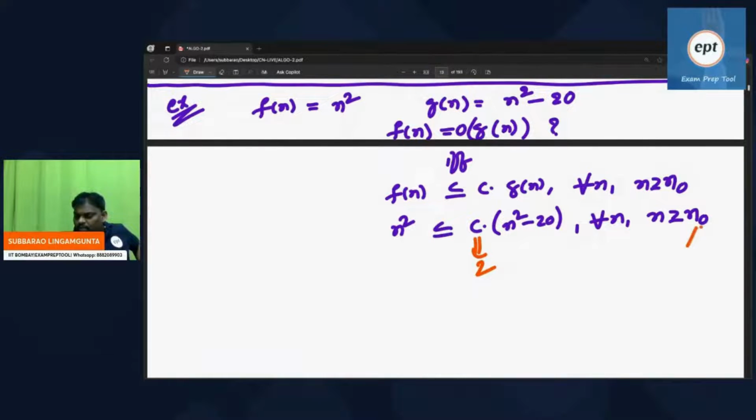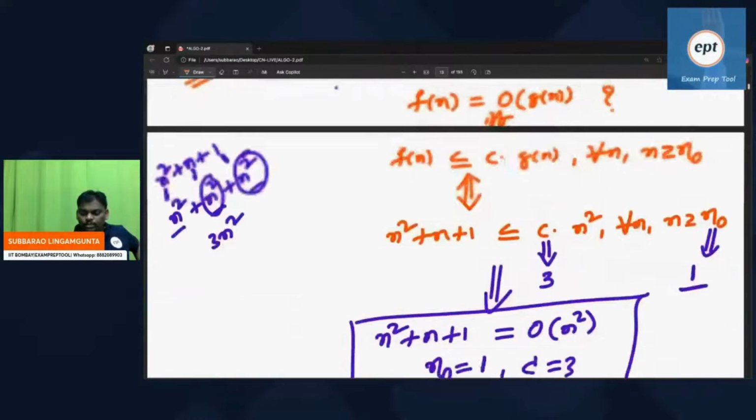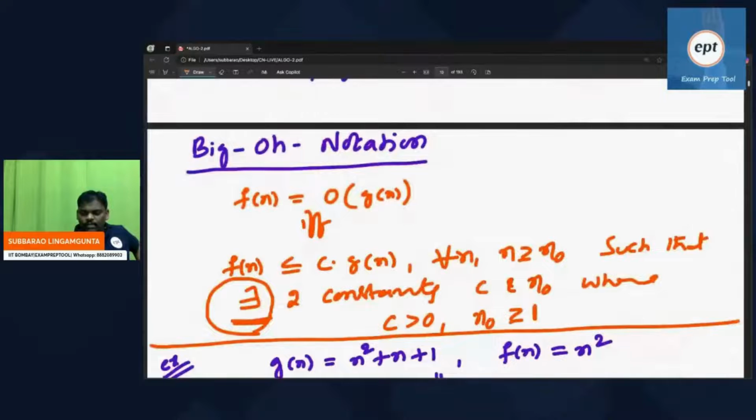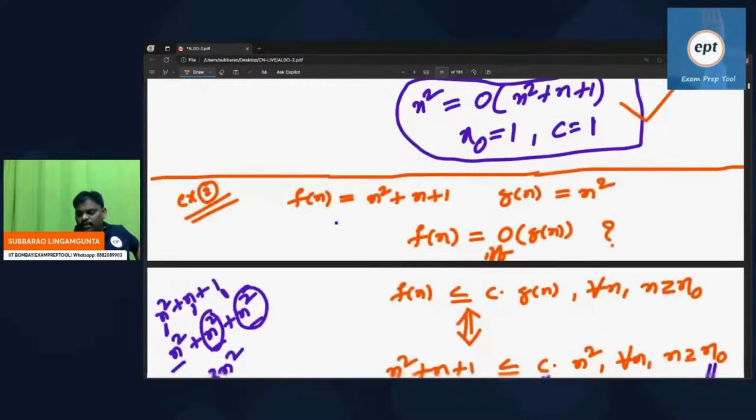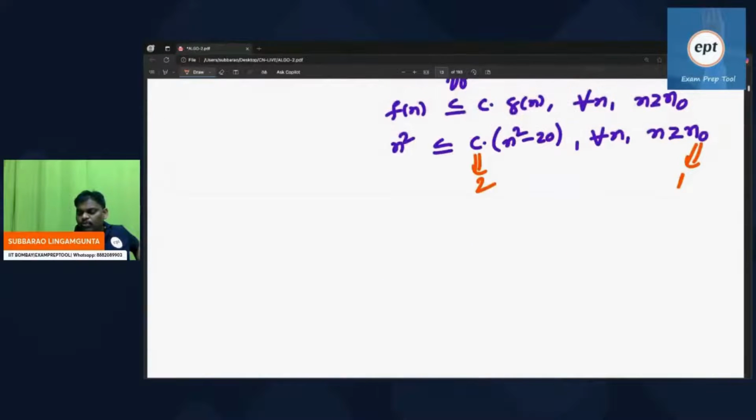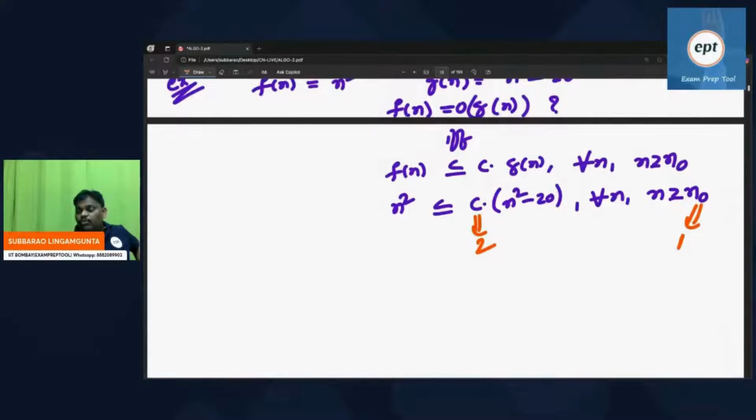Let's start from n0 value 1 onwards. If you start from n0 value 1, left is 1, and right is going to be 1 minus 20, negative coming. Remember, we are taking positive functions. See the definition: f(n) and g(n) are two positive functions. So please be careful. That is the reason, if I take n value 1, negative coming.